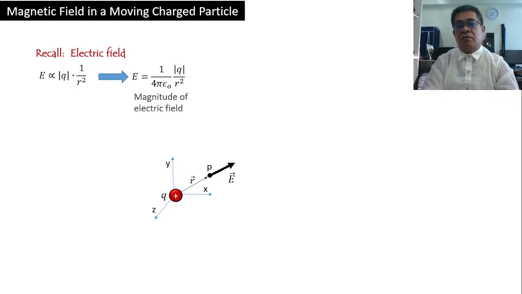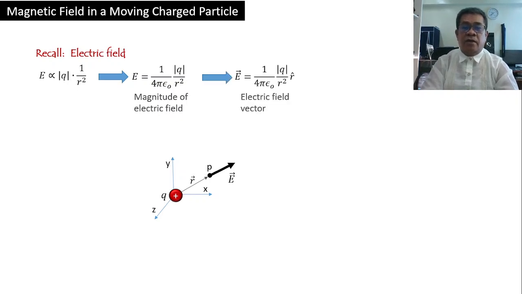Now, to calculate the magnitude of the electric field, it is equal to 1 over 4 pi permittivity, which we call the electric constant, multiplied by the magnitude of charge divided by the square of the distance. For the electric field vector, we just multiply the magnitude by the direction of the electric field, which is r hat. R hat represents the direction of the electric field. The unit of this electric field is Newton per coulomb, or sometimes volts per meter.